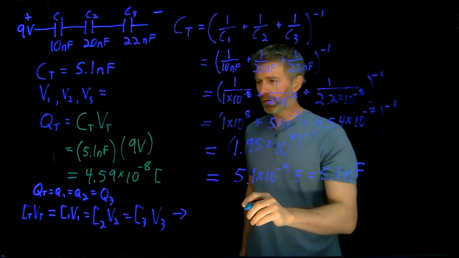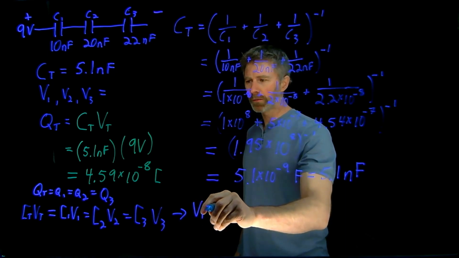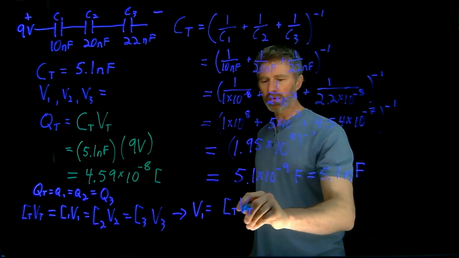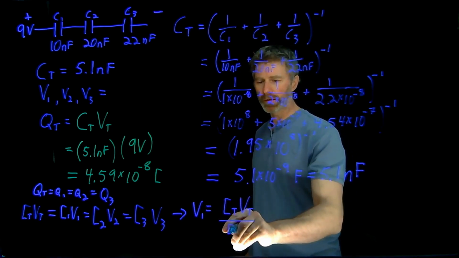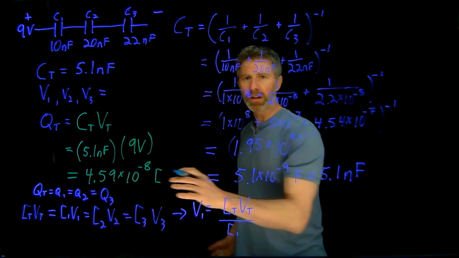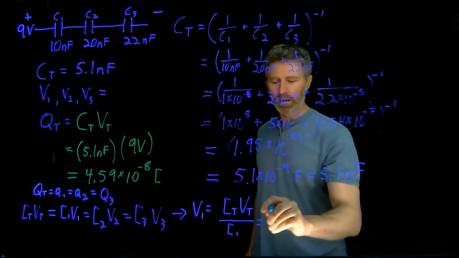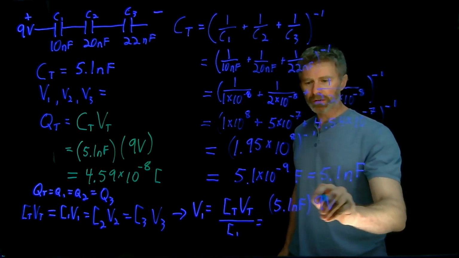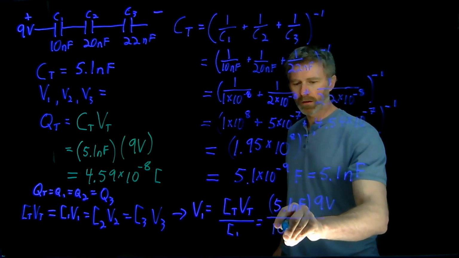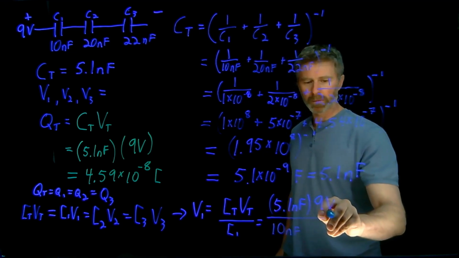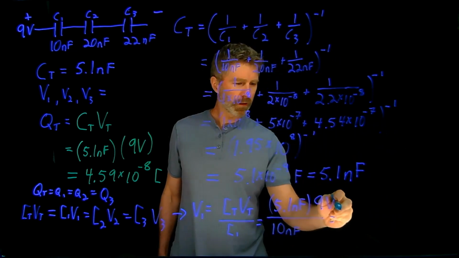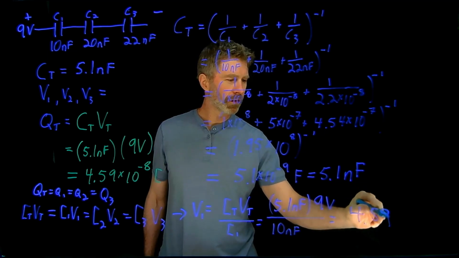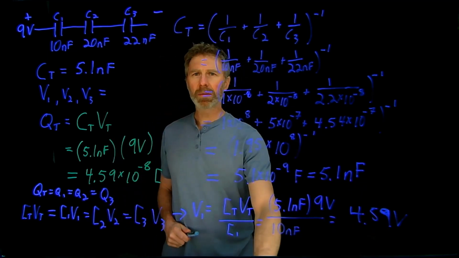So let's use that information to calculate V1. V1 will be equal to total capacitance times total voltage divided by C1. That was just taking this part of the equation and just rearranging it for V1. So that will be 5.1 nanofarads times the 9 volts divided by 10 nanofarads. And that works out to 4.59 volts. Okay, do the same thing for V2 and V3.